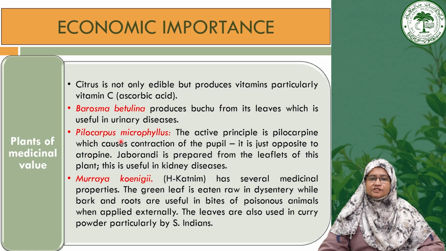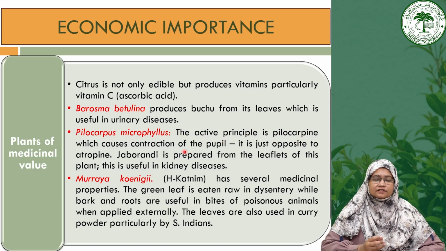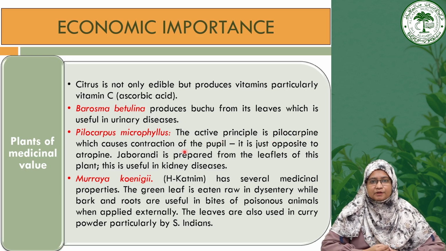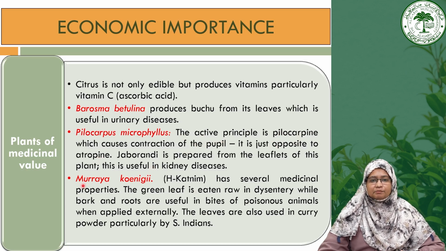The next plant is Pilocarpus microphyllus. Its active principle is pilocarpine, which causes the contraction of the pupil. It is just opposite to atropine. And the gibberellin is prepared from the leaf of this particular plant, which is useful in kidney diseases.